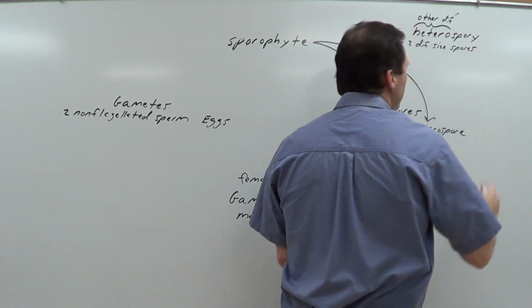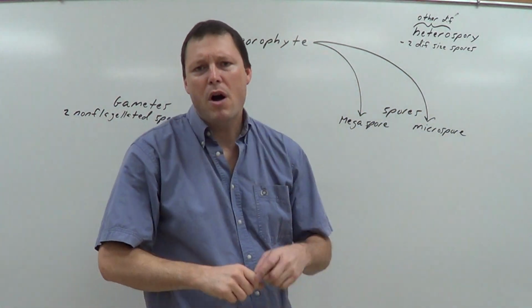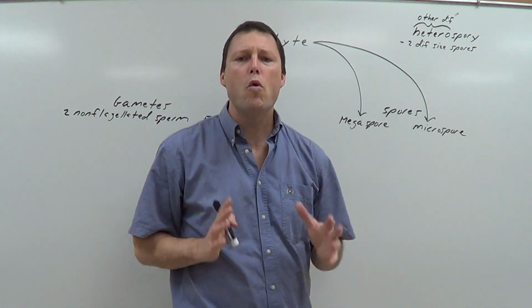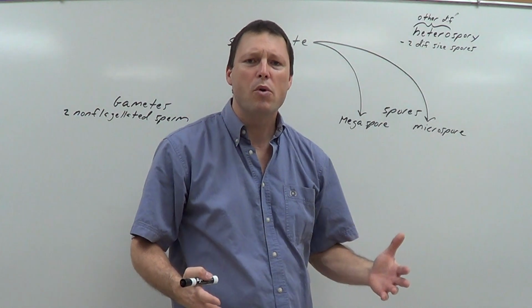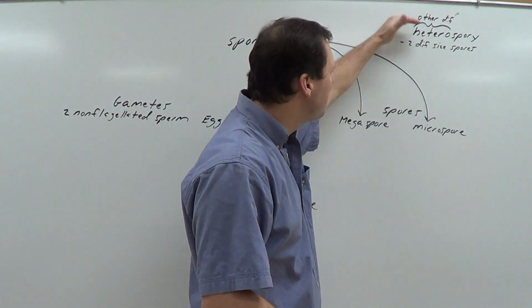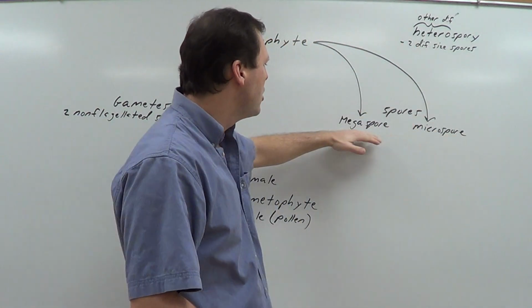Now this is going to be a little bit different than what happened with the mosses and the ferns, where we had homospory. Homo means same. They produce the same size spores. We're going to produce two different size spores here, and it's going to be obvious.